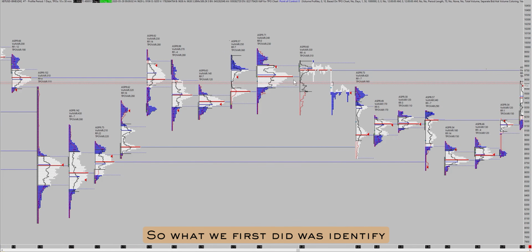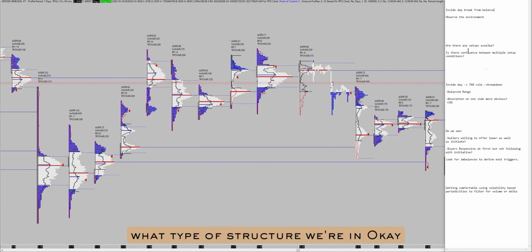All right, so what we first did was identify what type of structure we're in. Okay, so we observed the larger environment. We have two trades you could have taken within the structure that were pretty identical. Here's an inside day, inside value, and we had the one that we ended up taking over here. Okay, the one that ended up being more attractive, you could have very well taken this trade because obviously you would not have known about this trade yet, as it didn't take place.